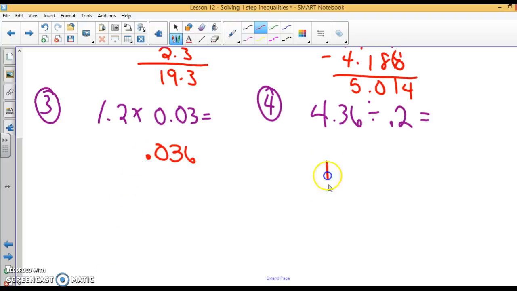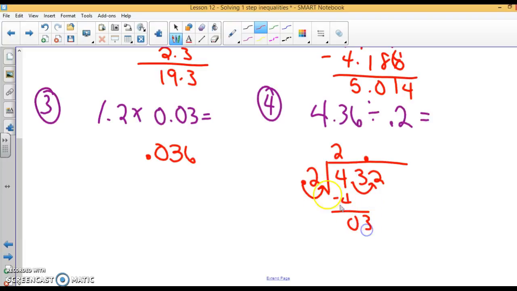Now, dividing. The first number always goes inside the division box. The number up front cannot be a decimal, so we need to move the decimal over 1, move it over 1 here, and bring it straight up. 2 goes into 4 2 times. Make sure you line things up nice and neat. Bring down the 3. 2 goes into 3 once. That's 2. Subtract, you get 1. Bring down the 2. 2 goes into 12 6 times. So 21.6 tenths, and it is a terminating decimal. All right.